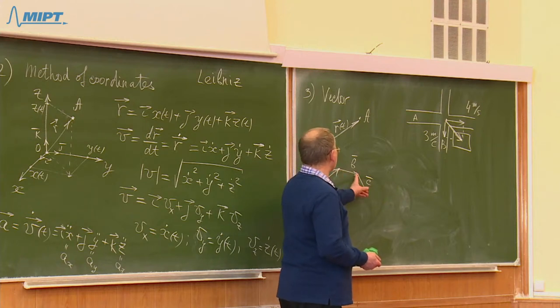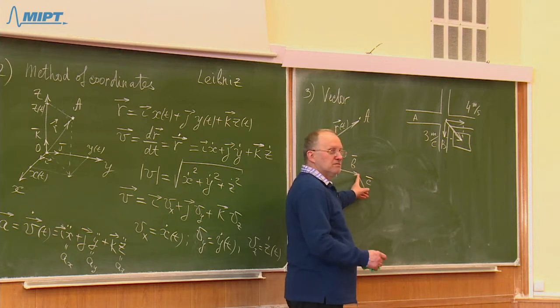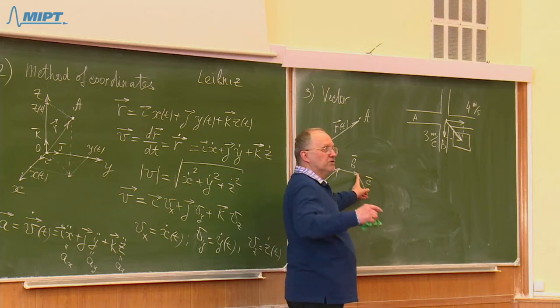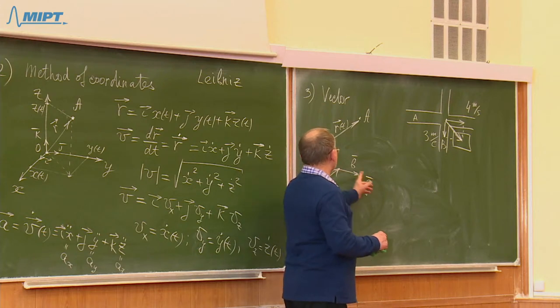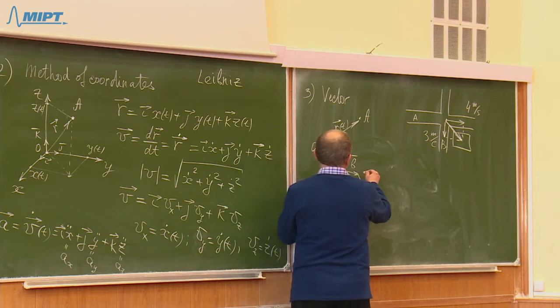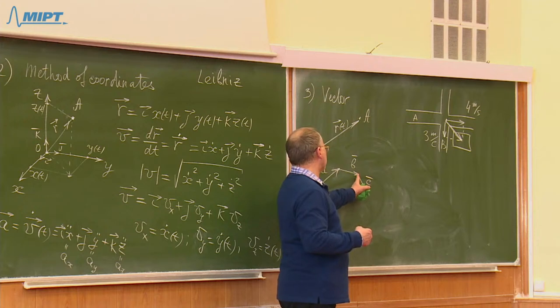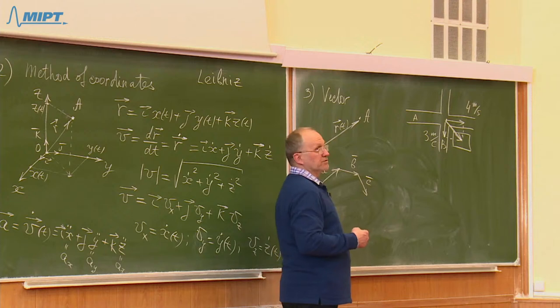And this is the vector showing the position, the motion of a person along the train car. So the position and motion of a person who goes along the train car will be shown by these two vectors, and the sum of these two vectors will show the position and motion of this person with relation to the Earth. This vector shows the motion of a person relative to the car, and this vector shows the motion of the train car, railway car, relative to the Earth.